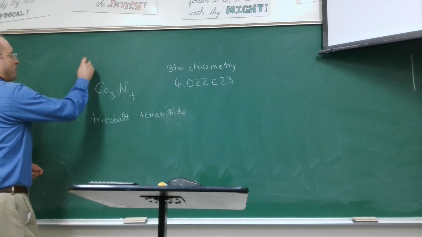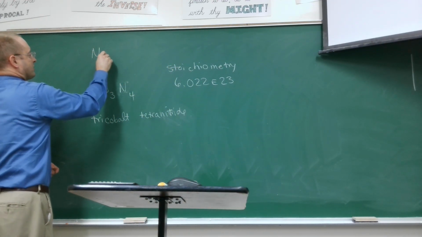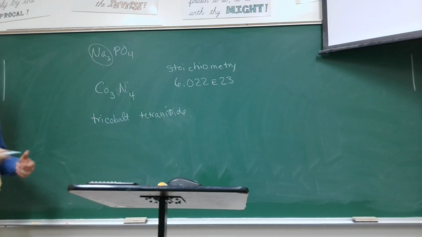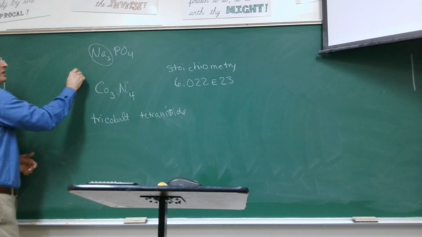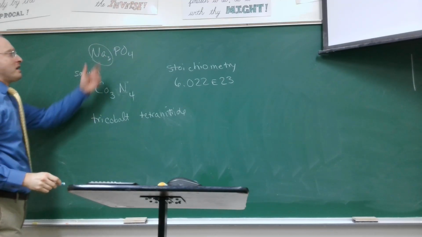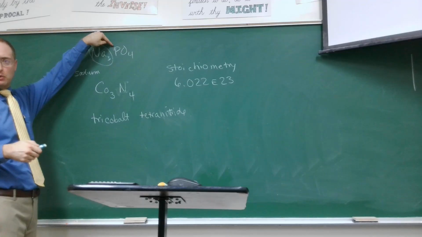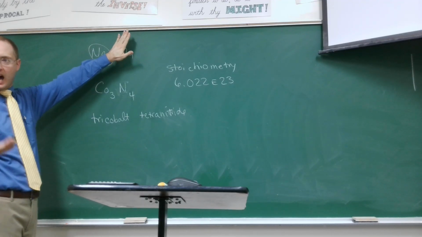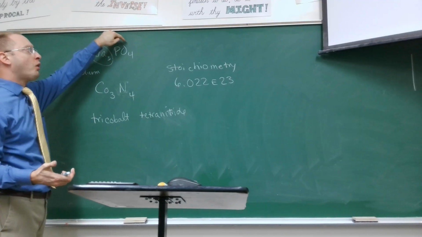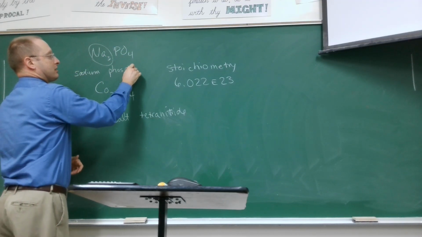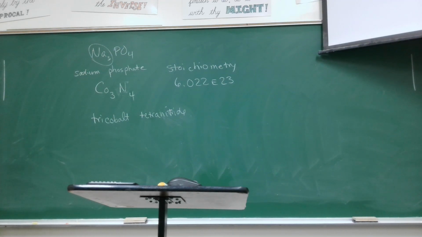So for instance, making this up, something like Na3PO4. Well, we know that Na is sodium. So we simply state sodium, no weird prefix needed. And then PO4, well, we know P would be phosphorus. If it was just P, it'd be phosphide, right? But PO4 tells me not phosphide, but phosphate. Sodium phosphate. Remember doing that?